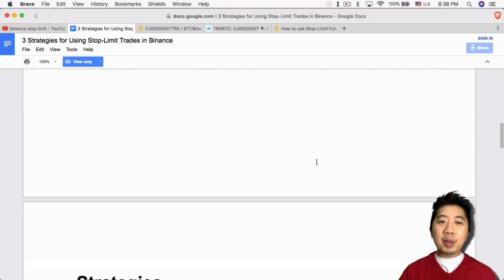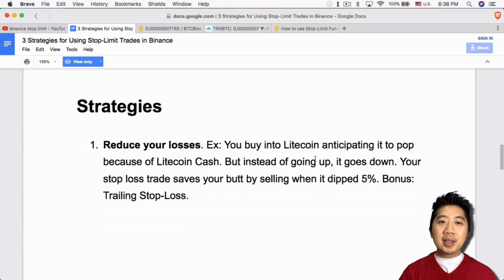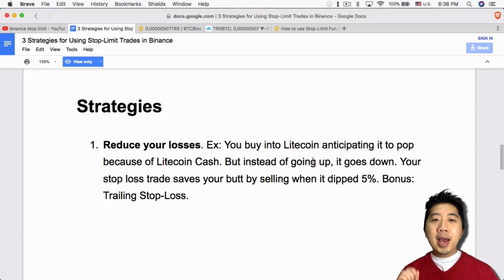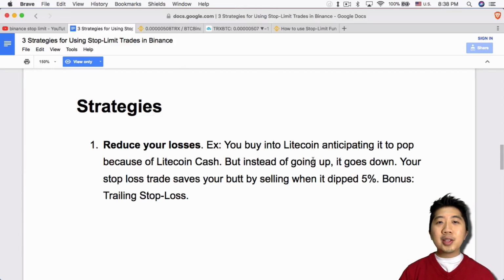The first strategy that people use a stop limit trade for is to reduce your losses. The example I have here is, you buy into Litecoin anticipating it to pop because of the Litecoin Cash fork. But instead of going up, it goes down. Your stop loss trade saves your butt by selling when it dips 5%. So let's go ahead and show you how to do that.